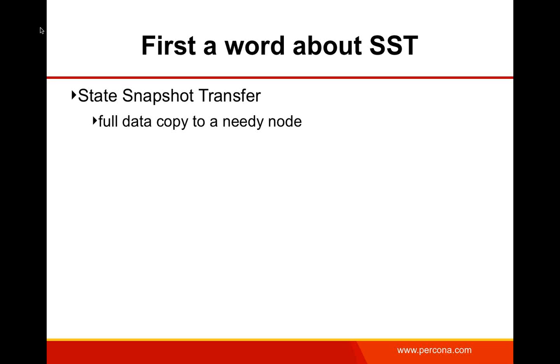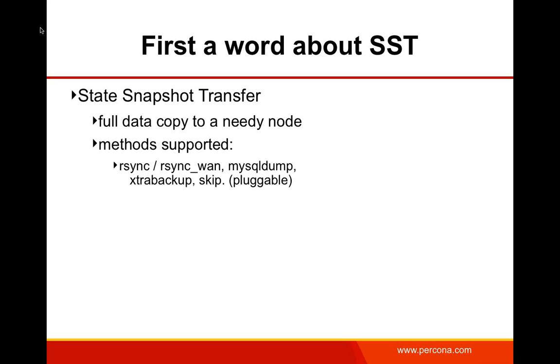So if we bring a new node into the cluster, or if some node gets out of sync, it needs a full copy to get back in sync with the cluster. There's various methods that are supported for SSTs. As we saw before, there's a setting for it. These are the current ones that I'm aware of: rsync or rsync WAN, MySQL dump, or XtraBackup. And then there's also a special case called skip that I'll cover in a slide or two.